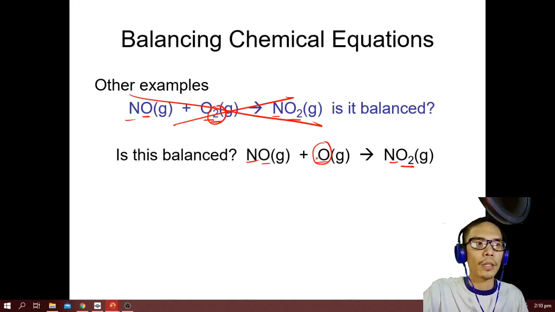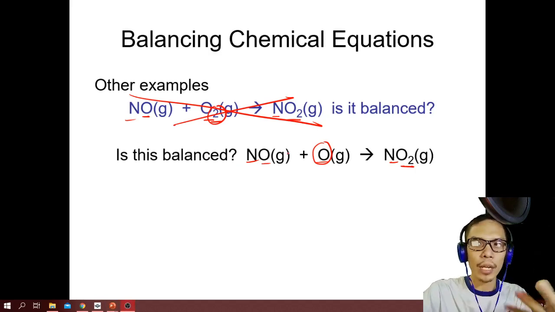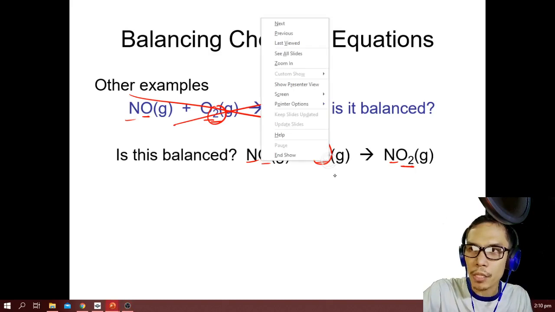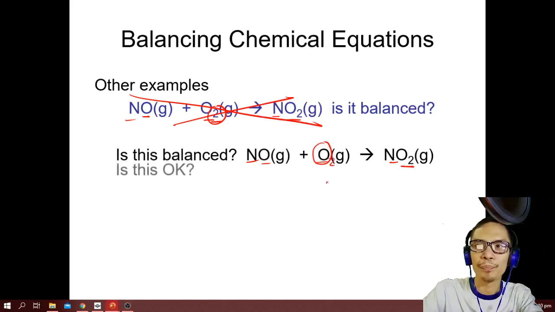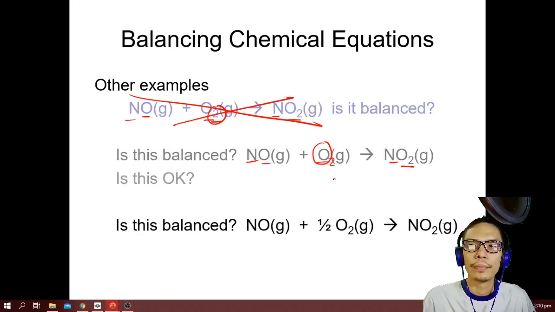alright, so all oxygen exists in diatomic forms. So take note of that one, guys. All oxygen exists in diatomic form. So if you are going to use that in a chemical equation, it must have this subscript of 2. So don't forget that one. Now, how about this one?